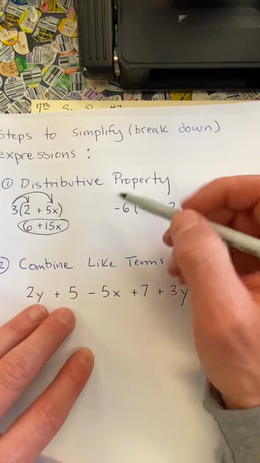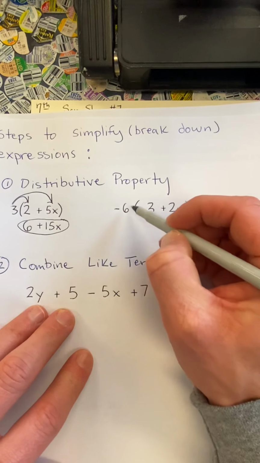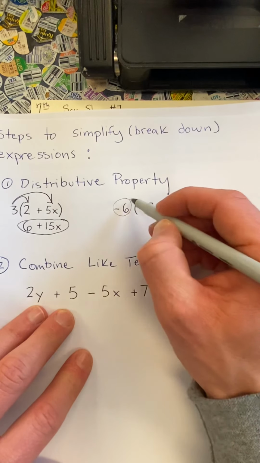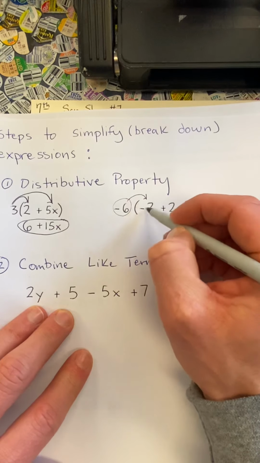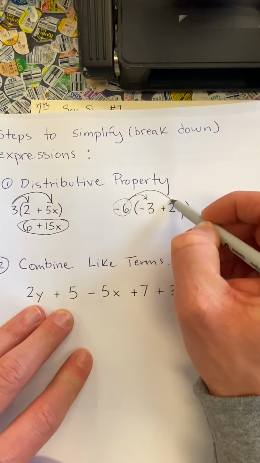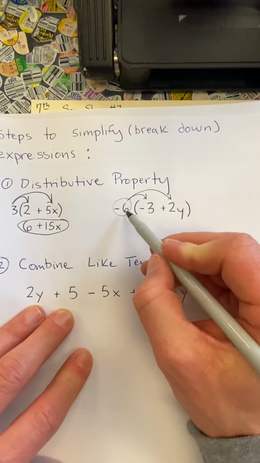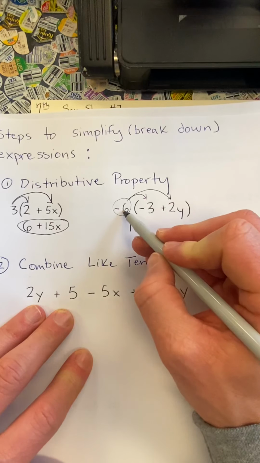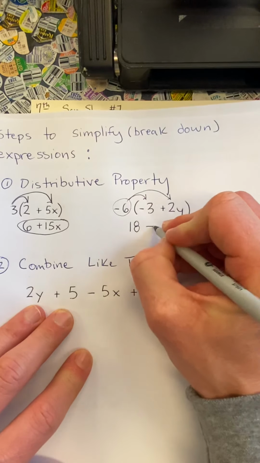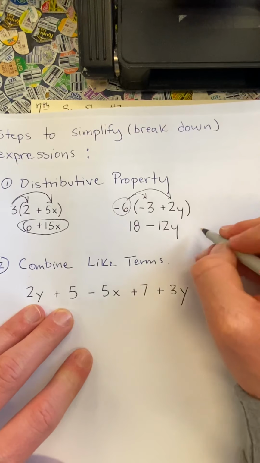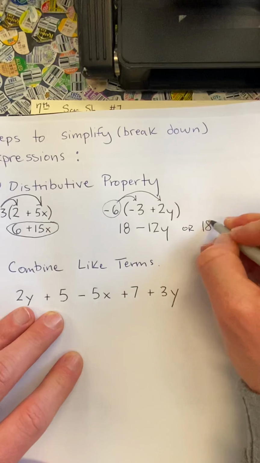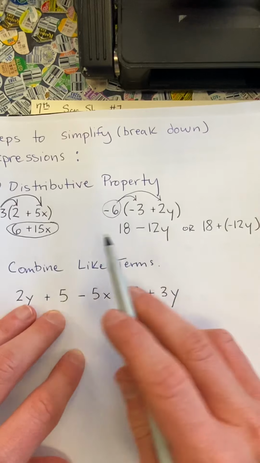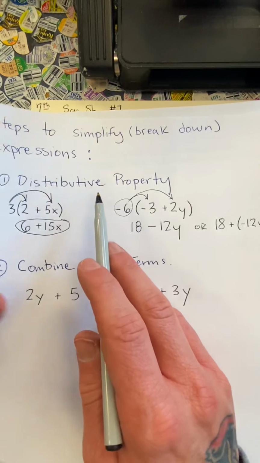Second example, it's important to remember that whatever sign is with the term on the outside, that is included. So here we're going to do negative 6 times negative 3 and negative 6 times positive 2y. Negative 6 times negative 3 gives us positive 18. Negative 6 times positive 2y gives us negative 12y. Or we could write this as 18 plus negative 12y. So that's the distributive property, first tool that we are going to be using.